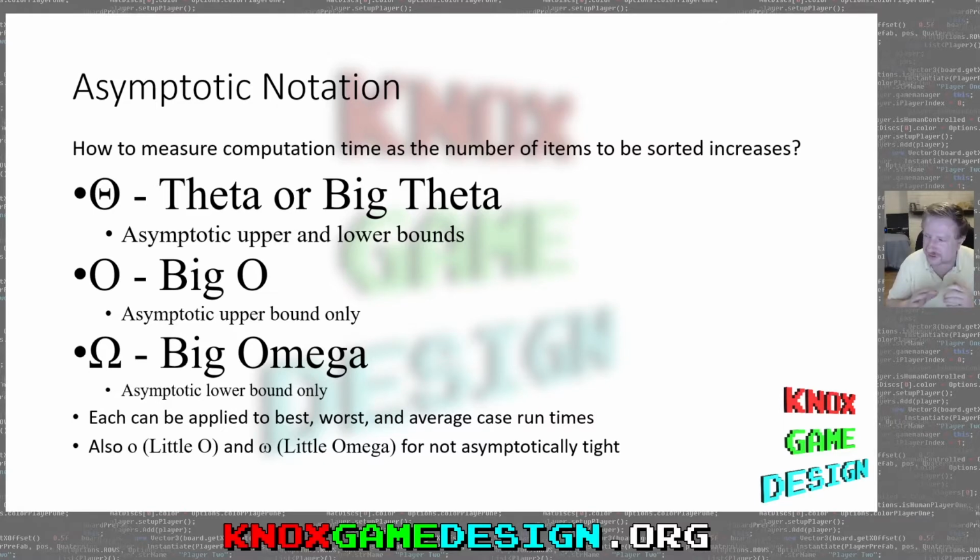And also there's something called little o and little omega. I haven't heard much about that, but it's in the book. And that basically means it's not asymptotically tight. So I think that means it will get close, but it never will actually reach that value. I'm not sure. Everyone out there can research little omega and little o if they choose to.